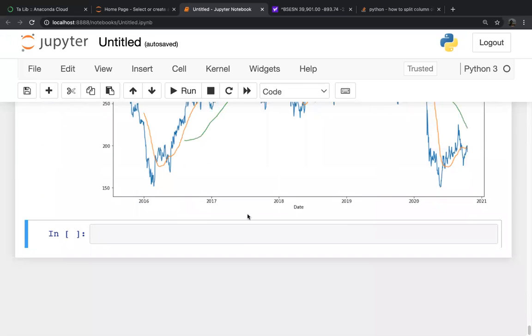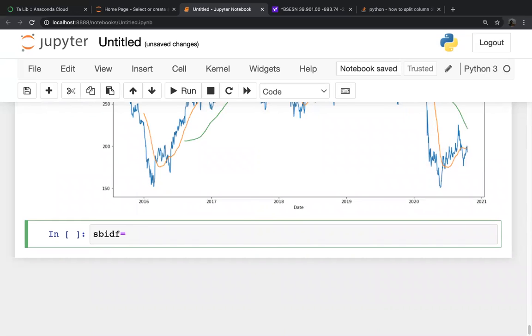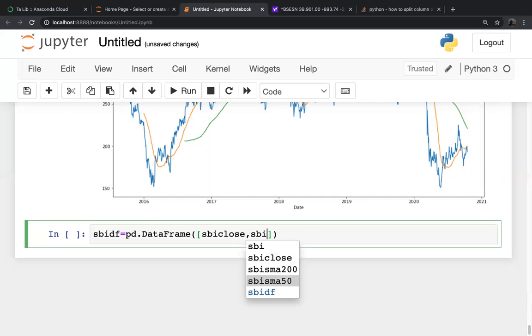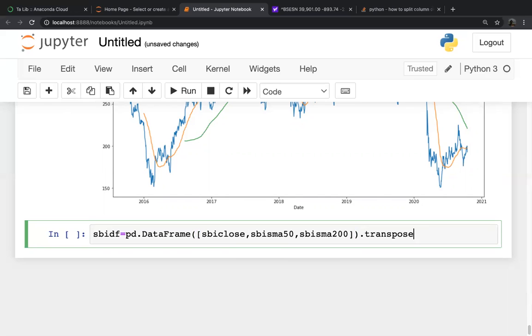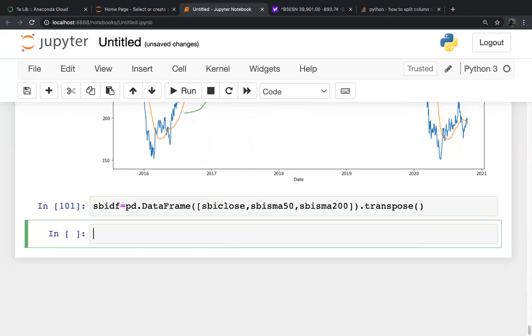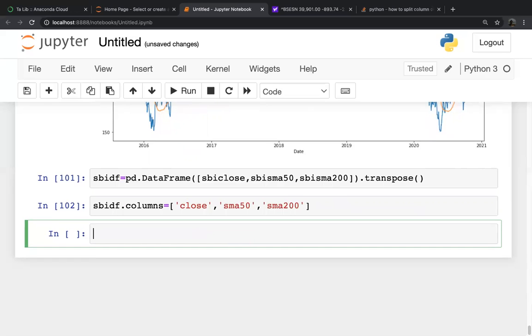Now, if you want, let us create a data frame. SBI_DF = pd.DataFrame(SBI_close, SBI_SMA50, SBI_SMA200).transpose(). So we have to transpose the data frame. Okay. SBI_DF.columns = ['Close Price', 'SMA 50', 'SMA 200']. We have to give the column names.